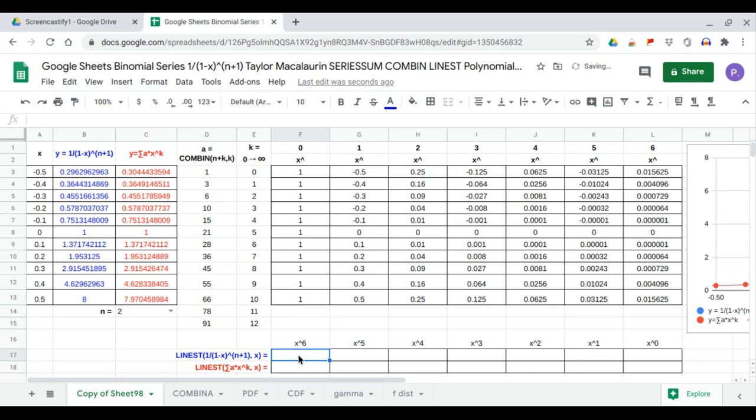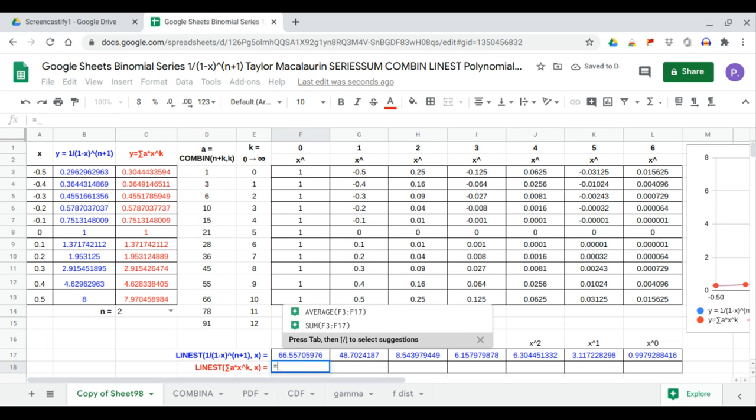Now that we have the 1, comma x matrix, we can enter the LINEST of the binomial series itself, data y and data x. And we'll also enter the LINEST of the Taylor Maclaurin SERIESSUM expansion, so LINEST, data y and data x.